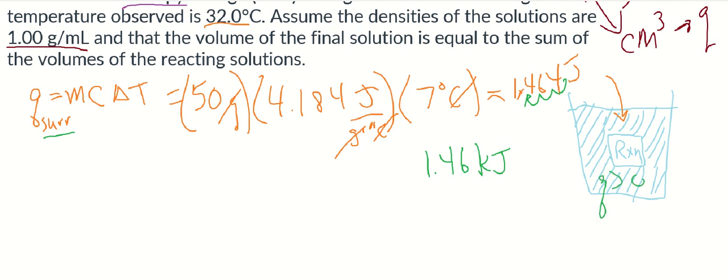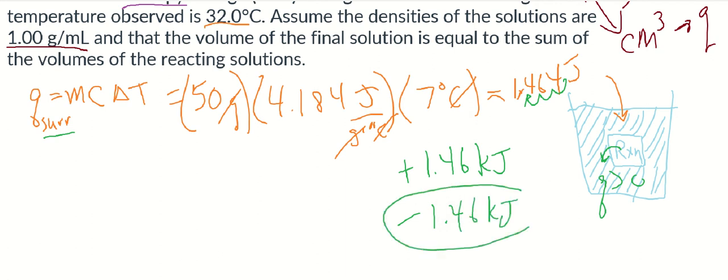The surroundings gained energy. Where did that energy come from? The system. So the reaction must have lost that same quantity. So that positive, we just flip it to a negative, and now we have the system's perspective. So 1.46 kilojoules is the amount of energy that was lost. So that's the change in enthalpy, which is equal to heat under constant pressure, and this is open atmosphere.